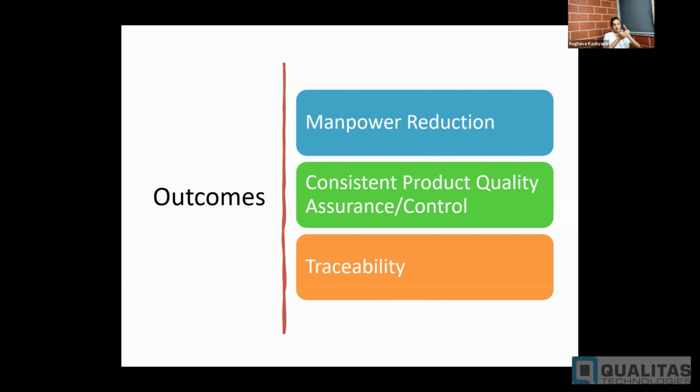And of course, more importantly, it's consistent product quality assurance and control. So it's not subjective. If you ask two humans for an opinion about something, you may get two different results. But it's not the same with the software. Every time you present a specific image to the software, you're going to get a consistent result. So that consistency is what you can derive as a secondary benefit.